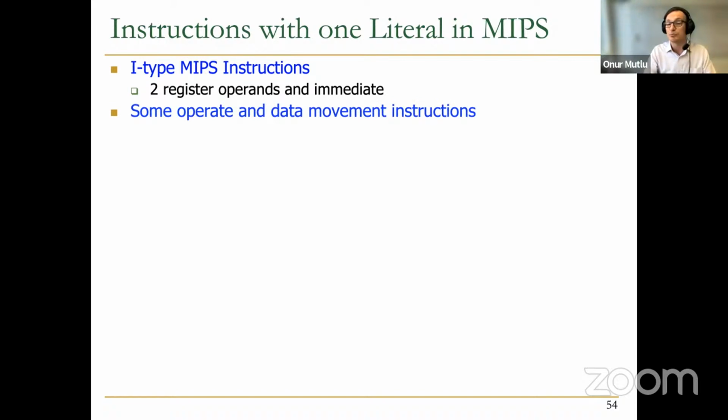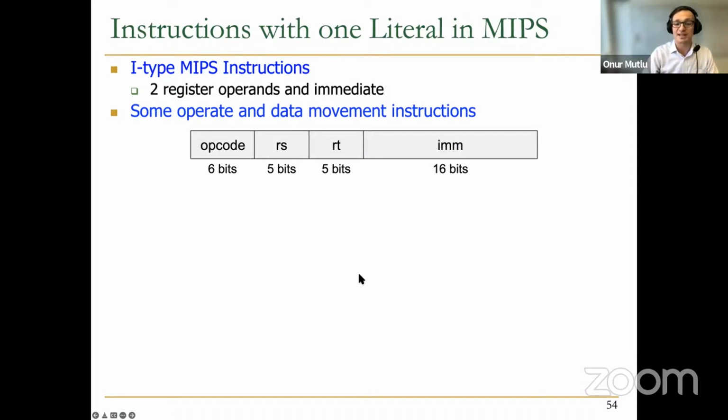So some operate and data movement instructions also use this sort of format. Okay, so this is the encoding. You have the opcode, you have RS, RT, and you have the immediate. And you can see that the immediate is 16 bits. Basically, you can specify a much larger value within that field. It's on the order of 2 to the 16, right? As opposed to what we saw, 2 to the 5 in LC3. So you can add much larger immediates now.